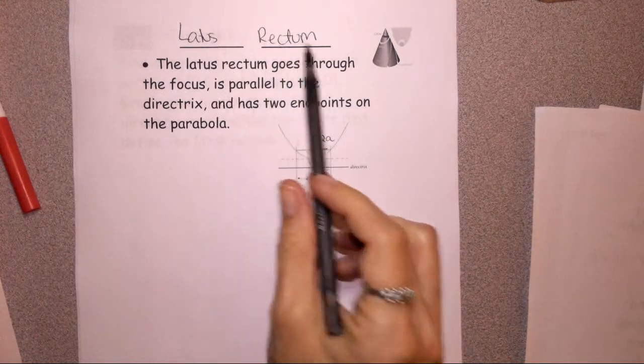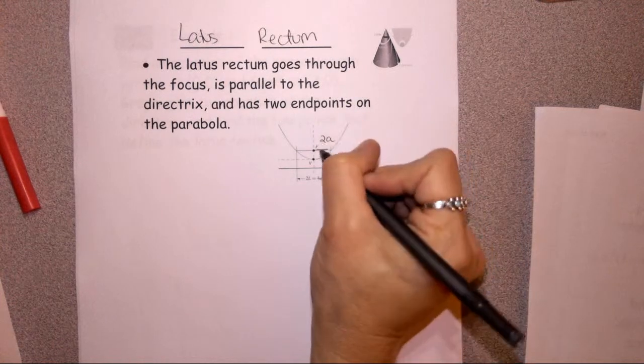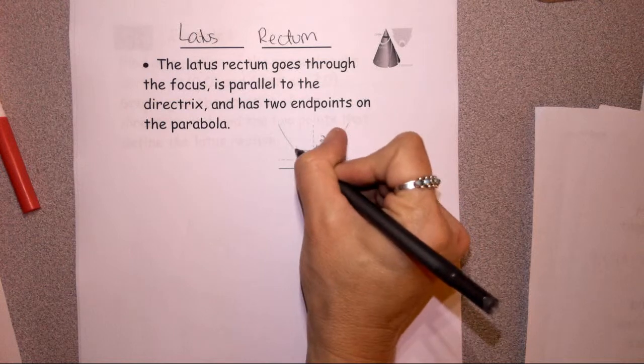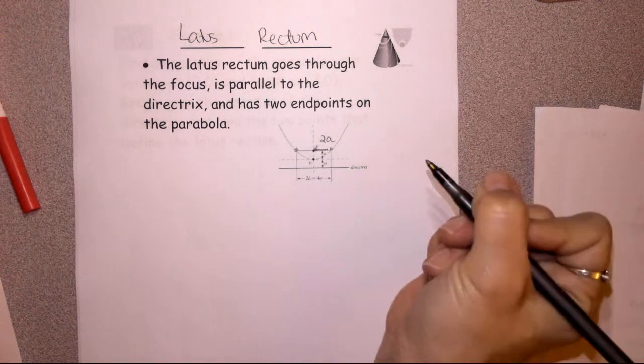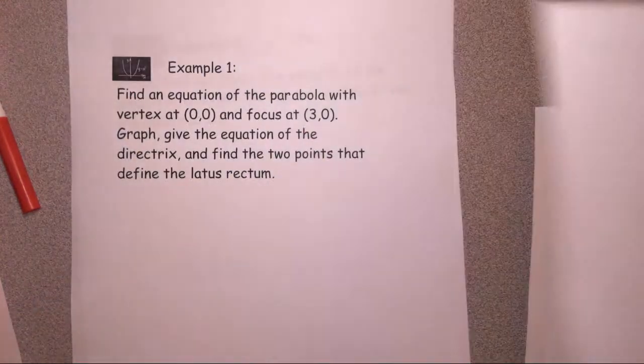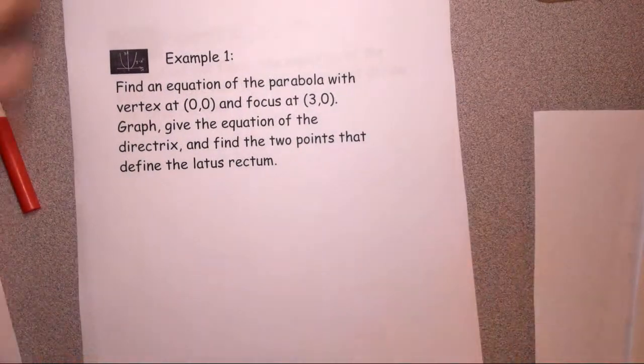So if I ever ask you to find these points, you simply go to the focus and you go 2a in both directions, and you'd label what those points are. And we'll do something like that in just a little bit. Okay, so we are done with vocabulary, and we're ready to do a few examples.